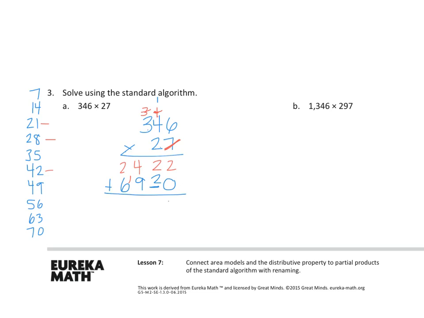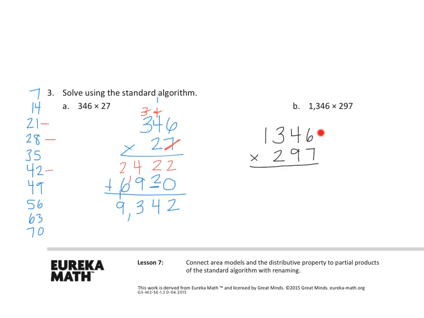I've got 2 plus 0 is 2. 2 plus 2 is 4. 4 plus 9 is 13. So I'm going to put my 1 right there and then put my 3 in the answer column. And then 2 plus 6 is 8, plus 1 more is 9. So we have 9,342.